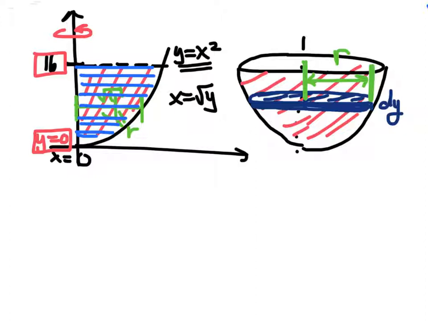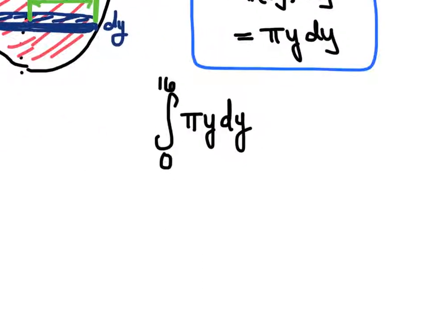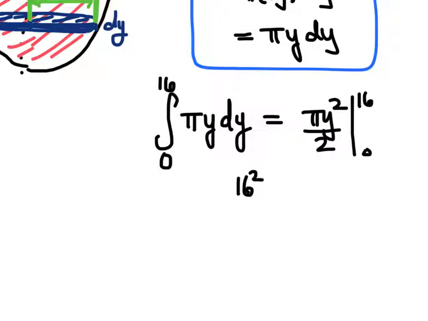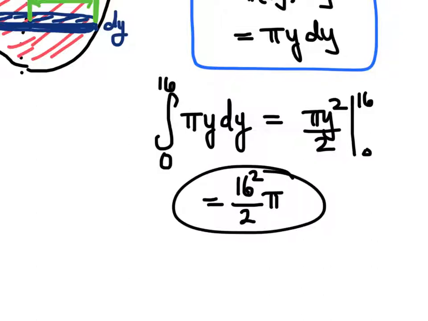So we come on back to our integral. It's pretty simple. We just apply our basic rules, pi y squared over 2, and we range from 0 to 16. So we have 16 squared over 2 times pi, and that'll be our final volume of this solid bowl.